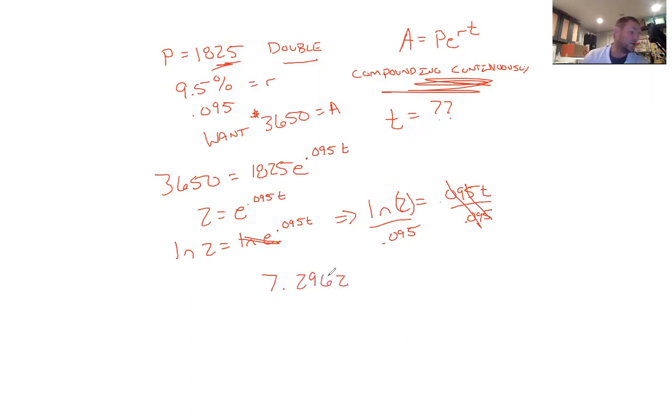You should get 7.2962. Now, in the instructions, it says round to the nearest 2 decimal places. So that's these two. I look at this number, 6, we'll round it up. So instead of 29, it'd be 30. So 7.30 years.